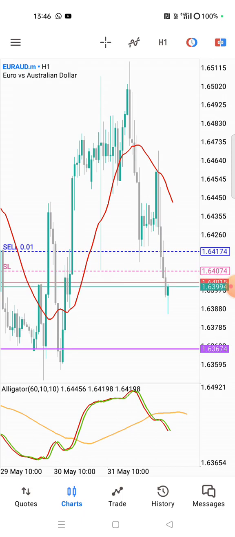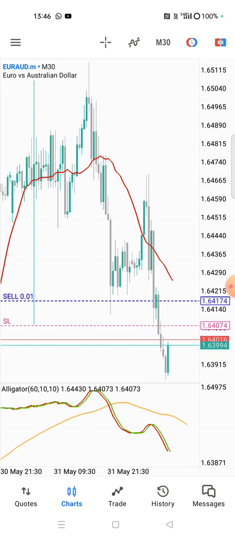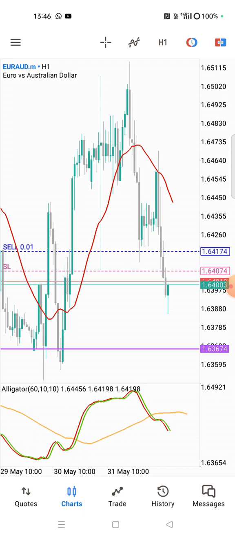Maybe like I told you, it's a bit troublesome. You have to go H1 and then go M30 to double confirm. But it's okay for me. I'm okay with it. No matter how troublesome it is, I know I'm gonna get it. I know there's no 100% win in trading. No way.